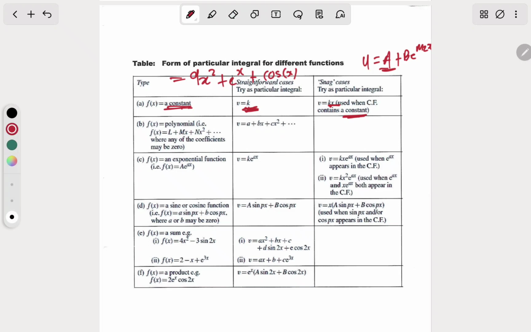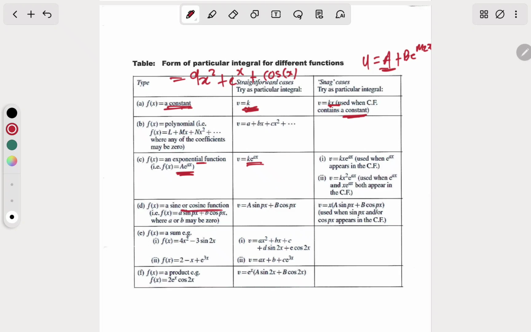Do you understand? What about if it was an exponential function? If it was an exponential function of this form, then your v will just be of this. You just put v to say k e to the ax. You understand?